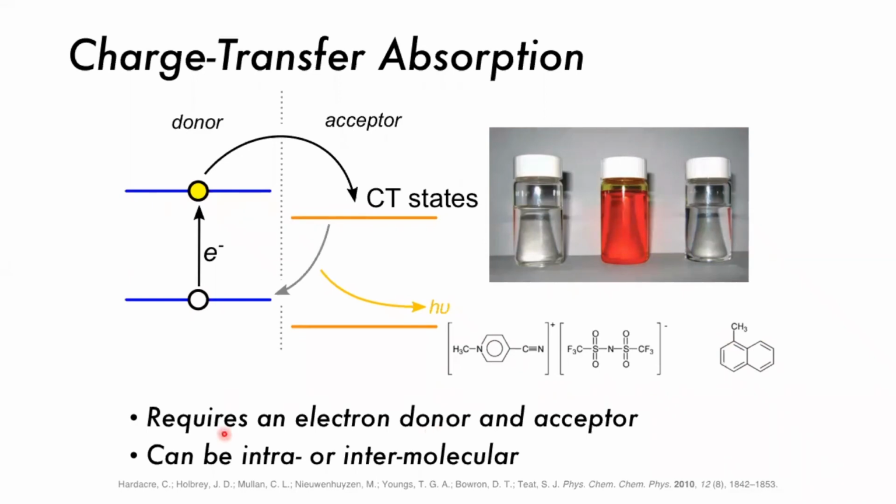And so this typically requires an electron donor and acceptor, and it can be intra- or intermolecular. So the charge transfer can exist inside of the same molecule or between different molecules. Here we have intra- or interspecies. So it could be between this cation and this molecule. So that's definitely something which is possible.